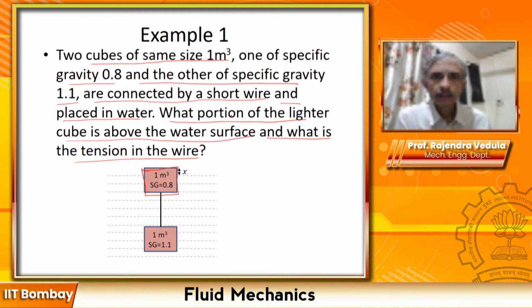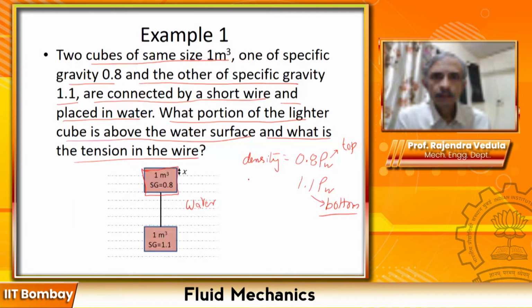All right, so we have been given two cubes. The specific gravity is given, which means that the density is either 0.8 rho W or it is 1.1 rho W. So this is the top cube. This is the bottom cube. Okay. All right. All these fellows are all submerged in a liquid, which is water.